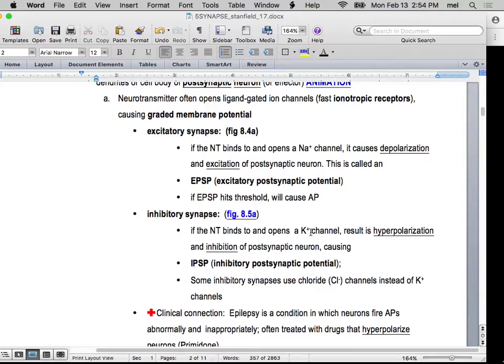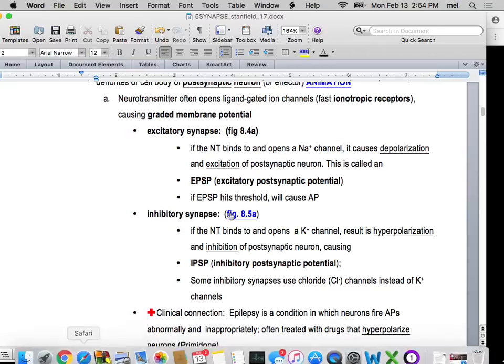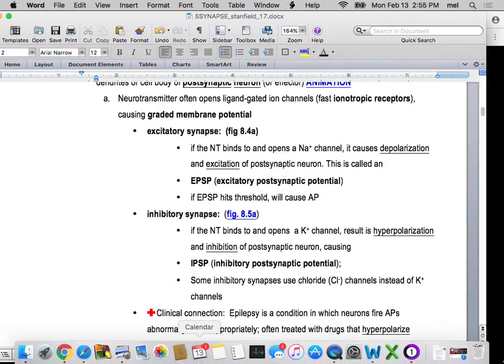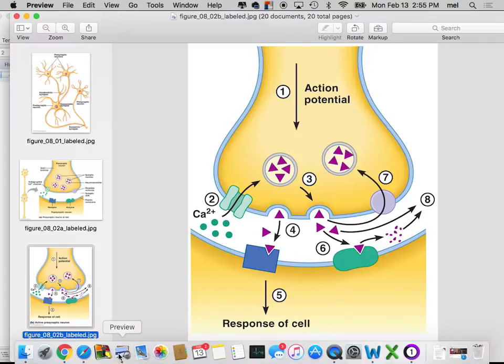So if you depolarize, you're getting close to threshold. If you hyperpolarize, you're getting away from threshold. Just so you know, that's the primary mechanism by which your brain turns things on and off. You can either depolarize if you're trying to get to an action potential, or if you definitely don't want that to be on right now, you hyperpolarize it over and over again so it doesn't get to an action potential. Does that make sense? Okay, so now what does it look like? What's it called when you have an excitatory synapse? If the neurotransmitter binds to and opens a sodium channel, it causes depolarization and excitation of the postsynaptic neuron. So let me show you what that looks like on a graph.